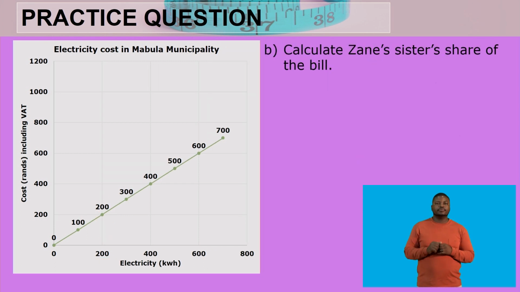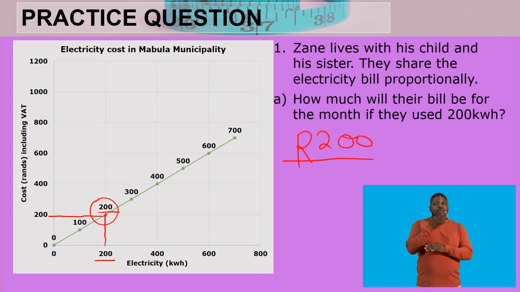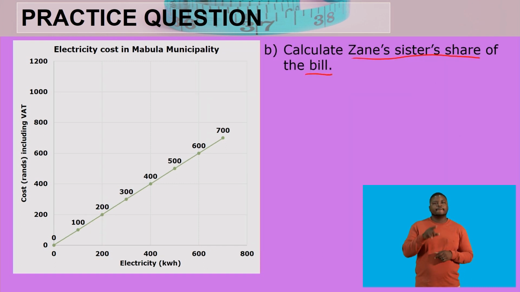The next question says, calculate Zain's sister's share of the bill. How do we calculate it? We must remember that the previous statement said they share the electricity bill proportionally, so they are sharing it according to a proportion. Therefore, we must write their proportions as a ratio. Zain has his daughter with him, so there are two of them in the house, while the sister is on her own, so there is one. This is Zain and this is the sister, so I wrote it as Z:S.